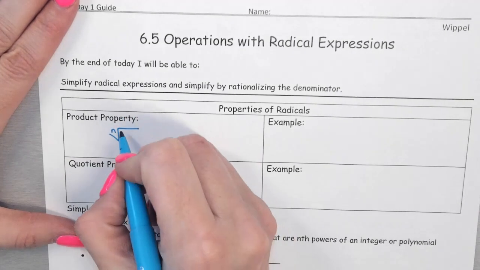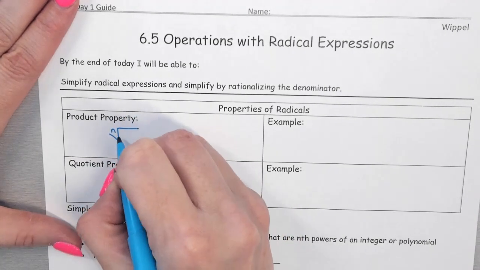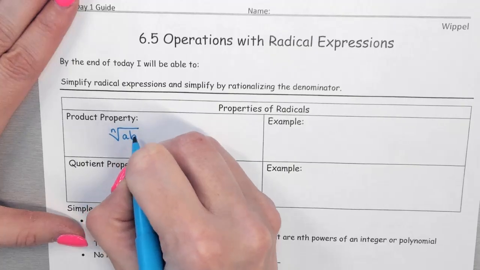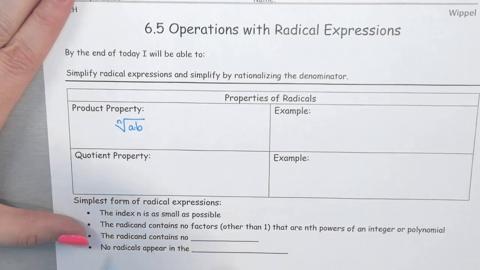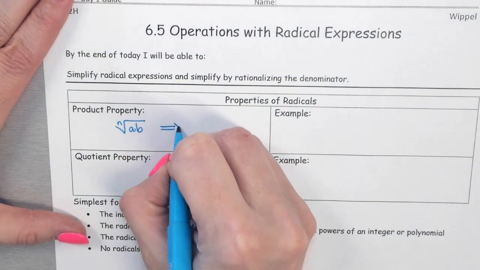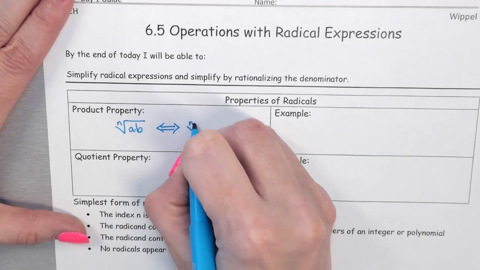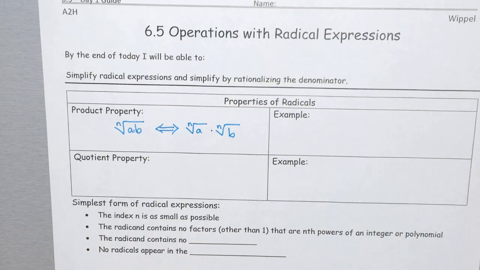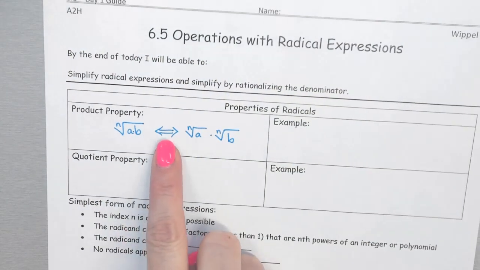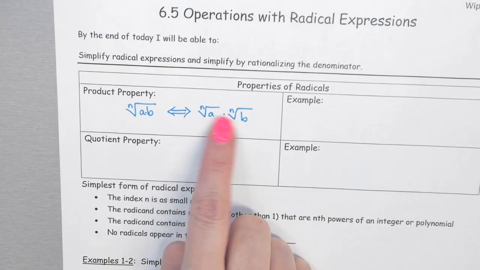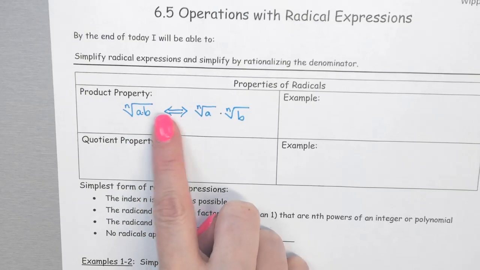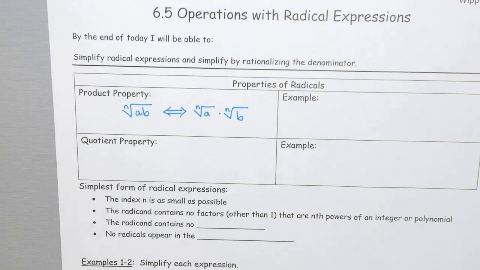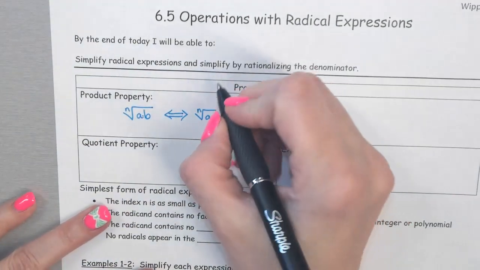So we're going to be using a product property and a quotient property. If you have two values multiplied together, you can always separate them. Okay, and this goes forwards and backwards. If it starts off as 2, you can multiply them together. That's why we have the double-sided arrow. Okay, because it doesn't matter which way you're going.